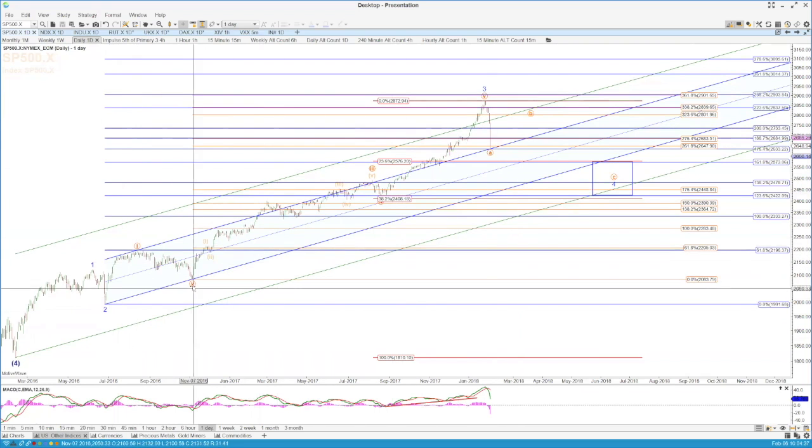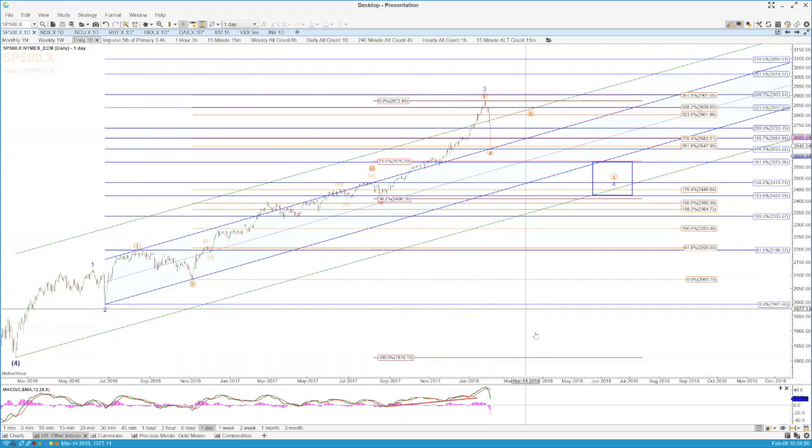We had a 1, 2, 3 into the early August 2017 high, and an A, B, C for a small 4. And the move we've been in since the mid-August 2017 low was a wave 5 that then accelerated to the upside towards the end of last year.